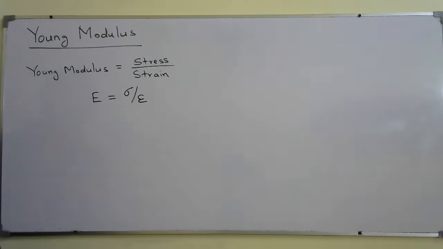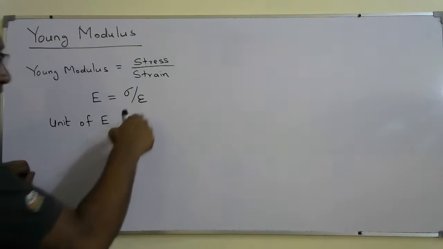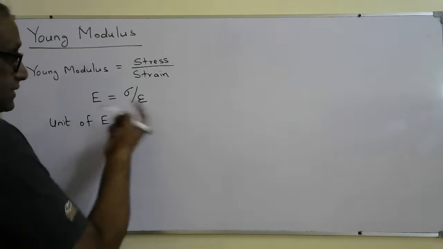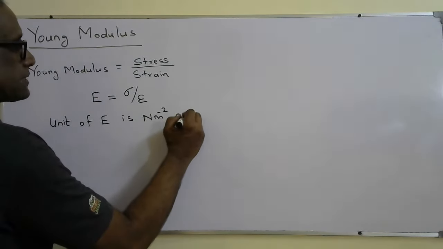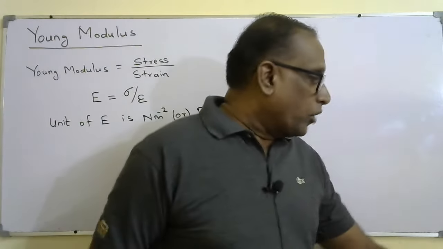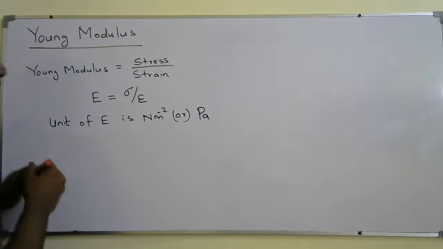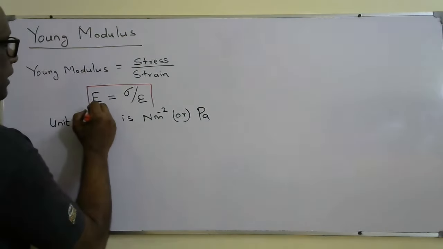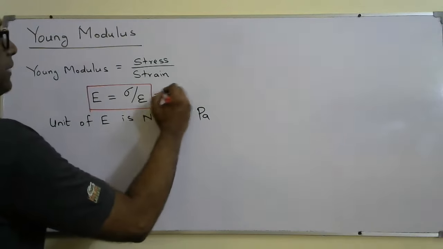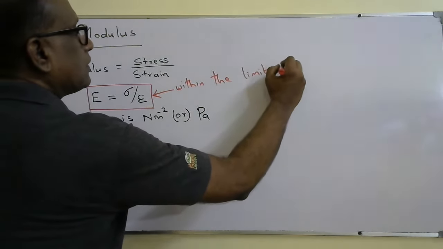Stress over strain. So the unit of Young modulus: the strain has no unit, so the unit of Young modulus is the same as the unit of stress, that is Newton per meter squared or Pascal. Also remember, this equation is valid only when the material obeys Hooke's law. That is, when the stress-strain graph is a straight line only, you can use this equation. So it is valid only when the material is within the limit of proportionality.